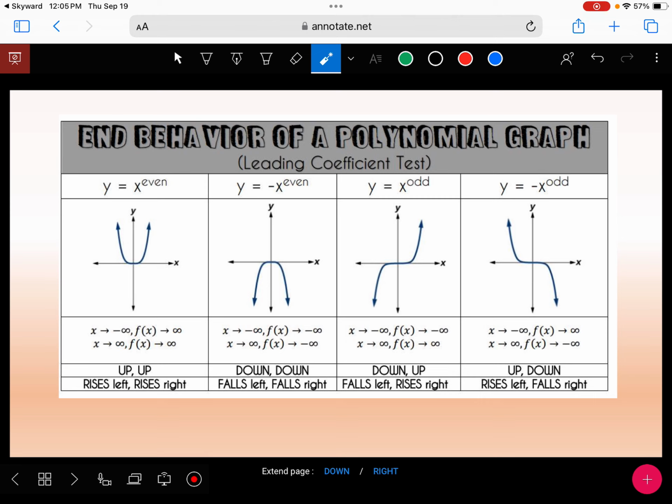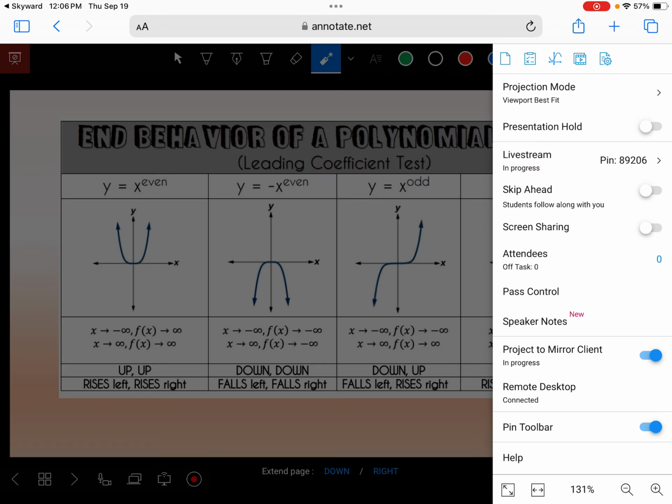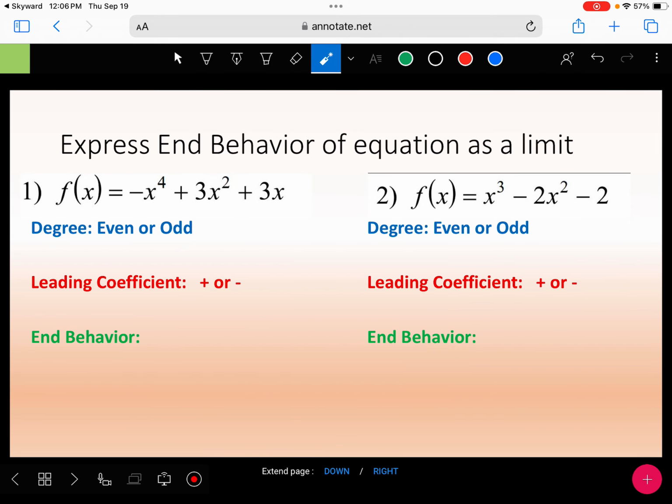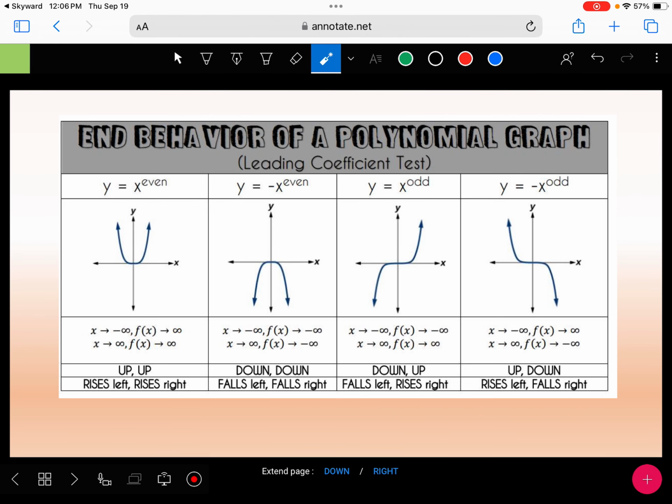So, next is end behavior. Wait, let me say something real quick though. All right, so the next thing we're going to talk about is end behavior, which you might remember from algebra. We're actually doing that in integrated right now. End behavior. So go ahead and glue this down. I'll pass these out.